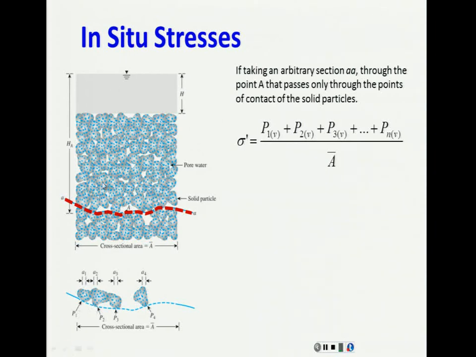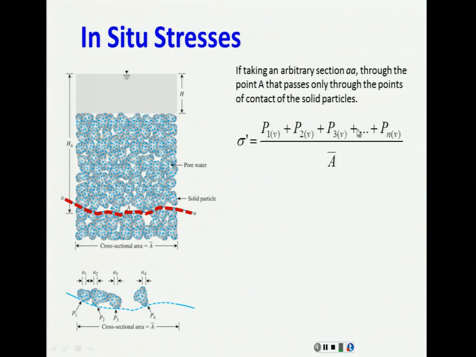And because we are interested in vertical stress only for this part of the chapter, the vertical stress is going to be the vertical component of this force P1 plus the vertical component of this force P2 plus the vertical component of P3 plus P4 plus every single grain in contact. Of course, that is very difficult to calculate. As a matter of fact, you can't calculate that. That's why we derive the effective stress. But anyway, let's try to derive a formulation for that.